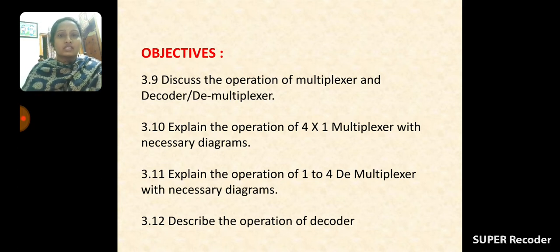So what was our last class topic? Half adder. What is the use of half adder? It is an arithmetic circuit which is used to add two single bits at the same time. The full adder is a device which is used to add three single bits at the same time. The parallel adder is an arithmetic circuit which is used to add multiple bits at the same time.